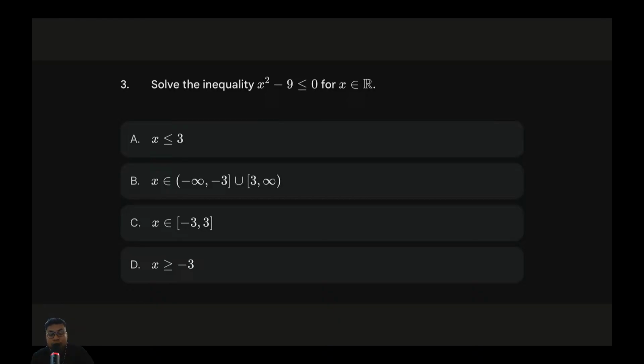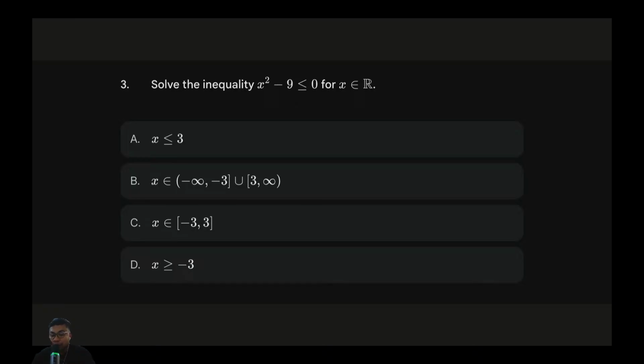So let's go to number 3. They want us to solve the inequality x squared minus 9 less than or equal to 0 for x a real number. So how do we solve this inequality? There are several methods, but I think one of them might be the easiest method.